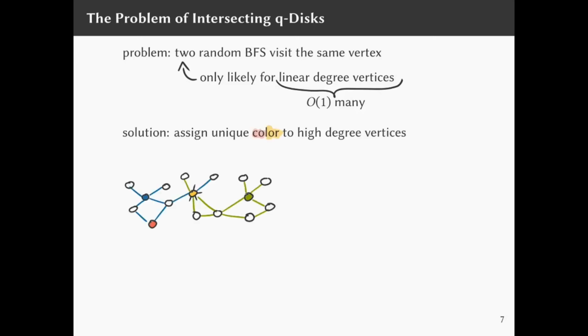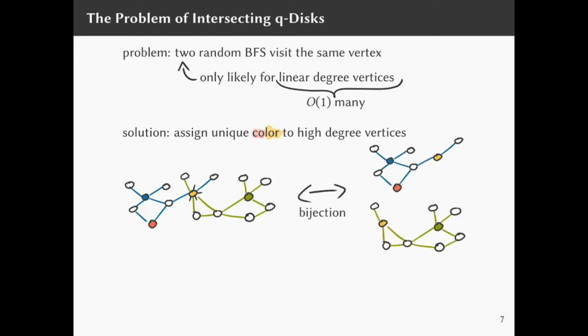The solution we use is to assign unique colors to all high degree vertices. So now, if two Q-disks intersect, we can tell so because they will intersect at a high degree vertex, and this will be a colored vertex. So there's again a bijection between the subgraphs our tester observes and Q-disks. Before, our tester rejected if and only if it found a forbidden set of Q-disks, and now it rejects if and only if it finds a forbidden set of colored Q-disks. The colored vertices are the high degree vertices.